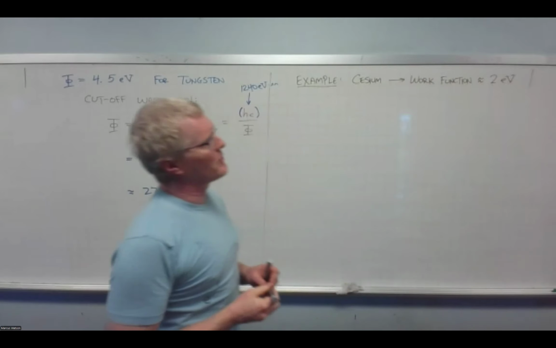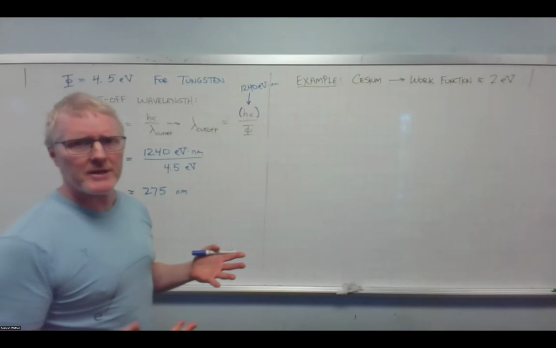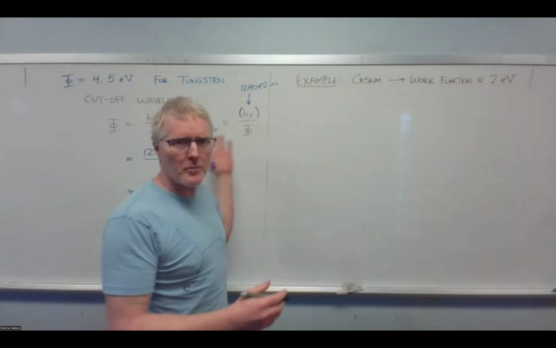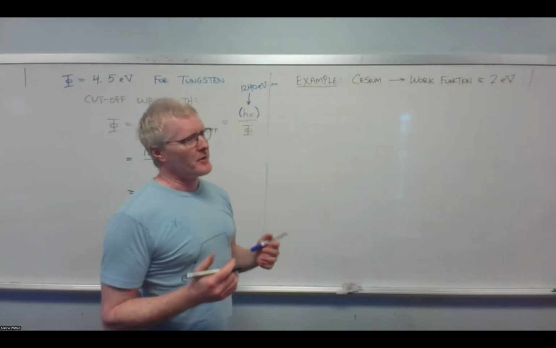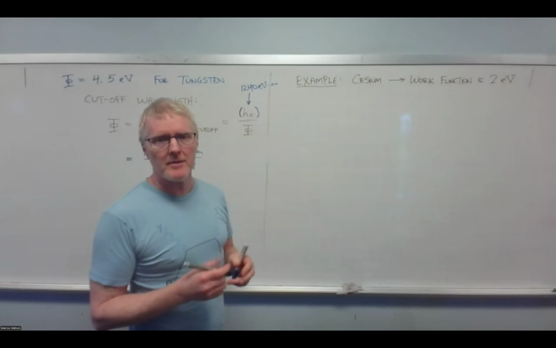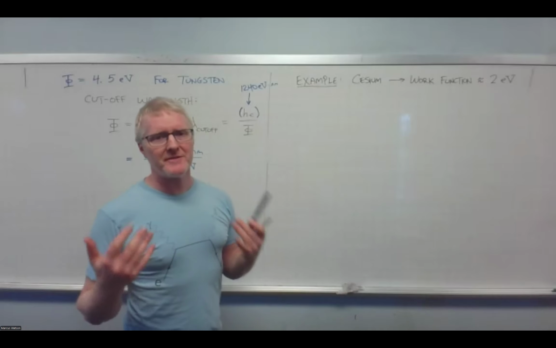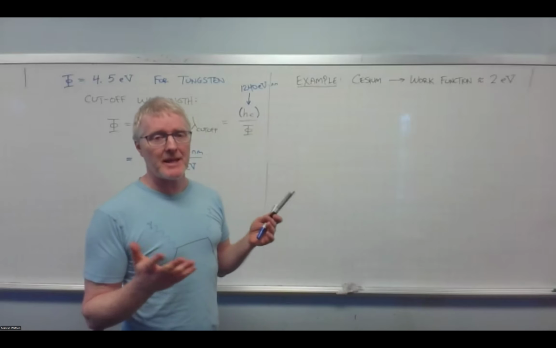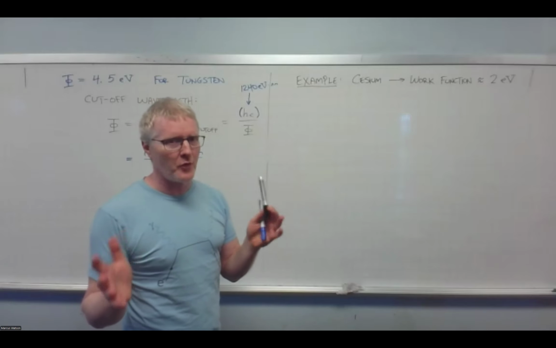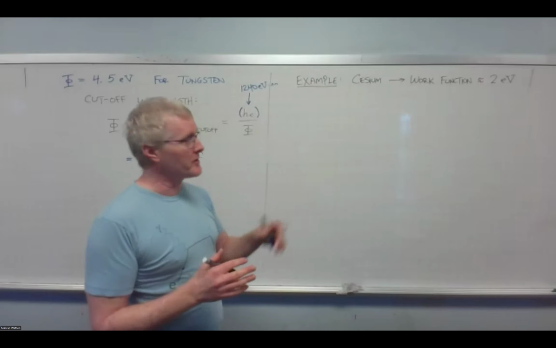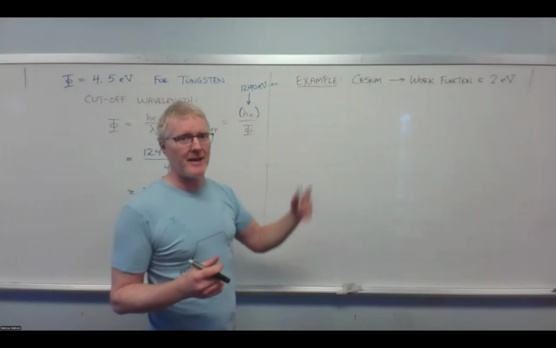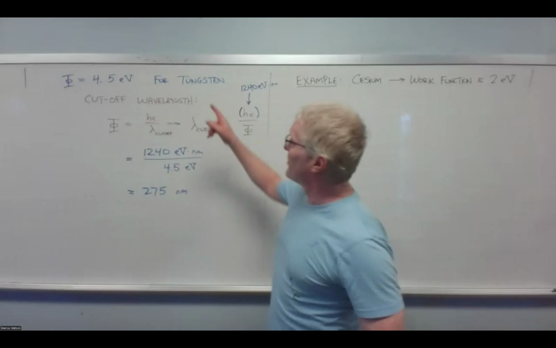Incidentally, just as something extra to throw in here, this is typical for work functions: 2 electron volts here, 4.5. It's very rare that you're over 10, say, right? The reason is because we're using visible light. Visible light typically has an energy of about 1 to 3 or 4 electron volts. Notice that in the last example I used 200 nanometers, which is well into the UV range, right? And that was a 4.5 work function.